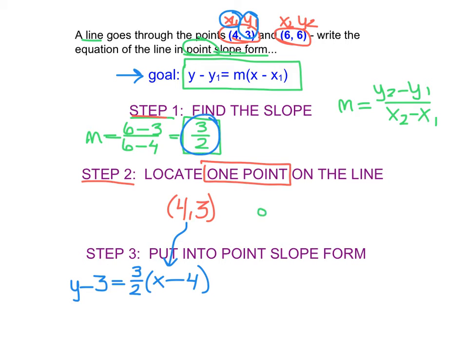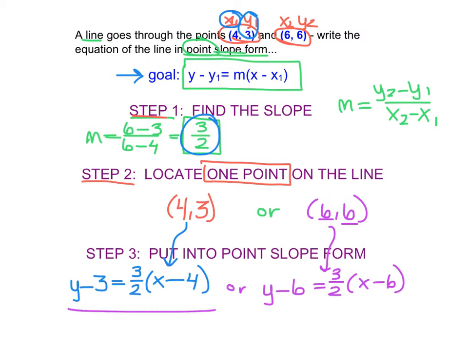Now remember, we also could have picked a different point. We could have picked the point (6, 6), and if we had done that and substituted it in, it would have been y minus our y-coordinate of 6 is equal to our slope of 3 over 2 times, in parentheses, x minus our x-coordinate, which was 6. So either one of these would work. You could have point 1 or point 2, as long as you take your slope and one point and substitute it into this equation, you are writing an equation of this line in point-slope form.